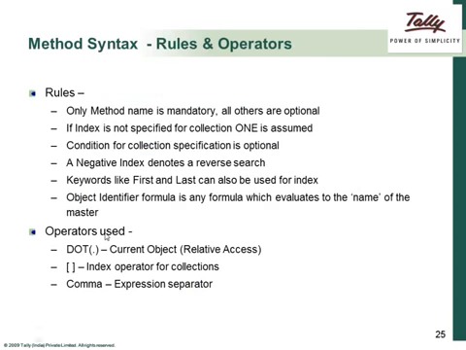So conditions can also be given depending upon the requirement. Negative index denotes a reverse search. There are just 2 keywords that we have, first and last. Otherwise you have to give the index number 1, 2, 3, 4, 5, 6. An object identifier formula is anything that evaluates to the name of the master.